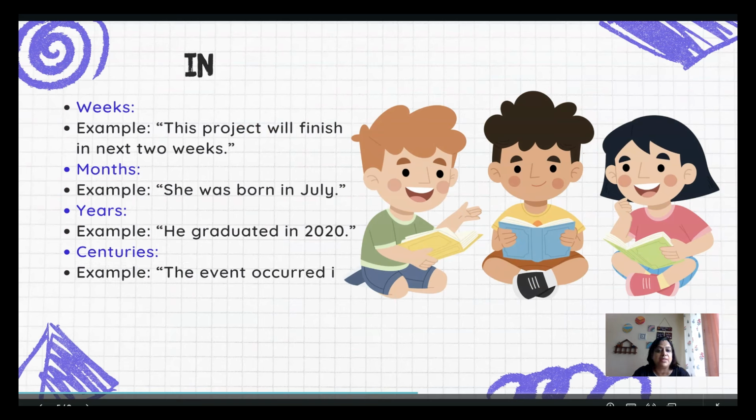We have some examples here. For weeks, let's say this project will finish in the next 2 weeks. Months: she was born in July. Years: he graduated in 2020. And centuries: the event occurred in the 19th century.